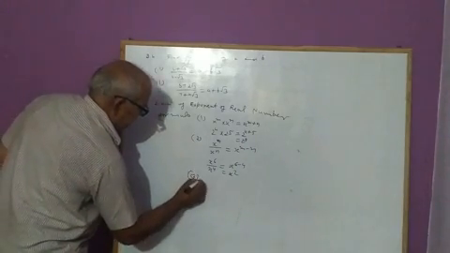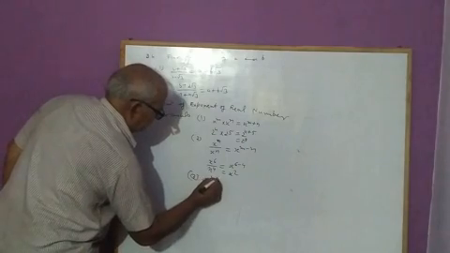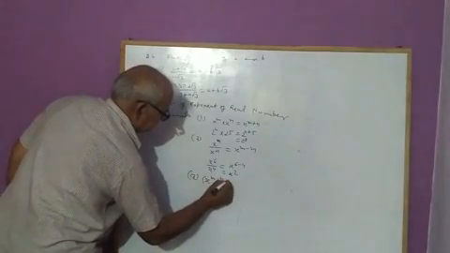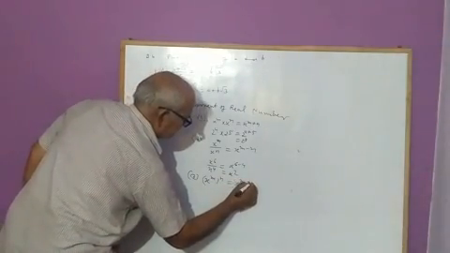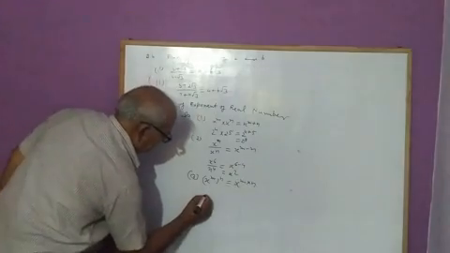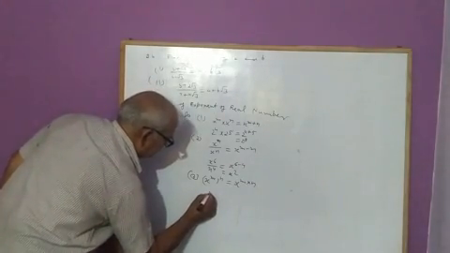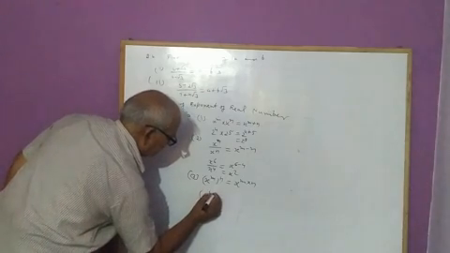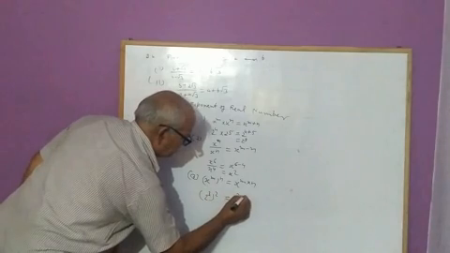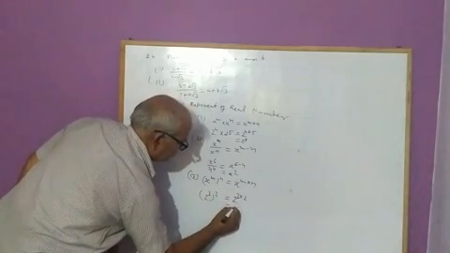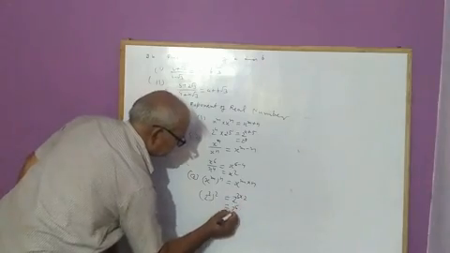Third, (x to the power m) to the power n is equal to x to the power m into n. For example, (2 to the power 3) to the power 2 is equal to 2 to the power 3 into 2, which equals 2 to the power 6.